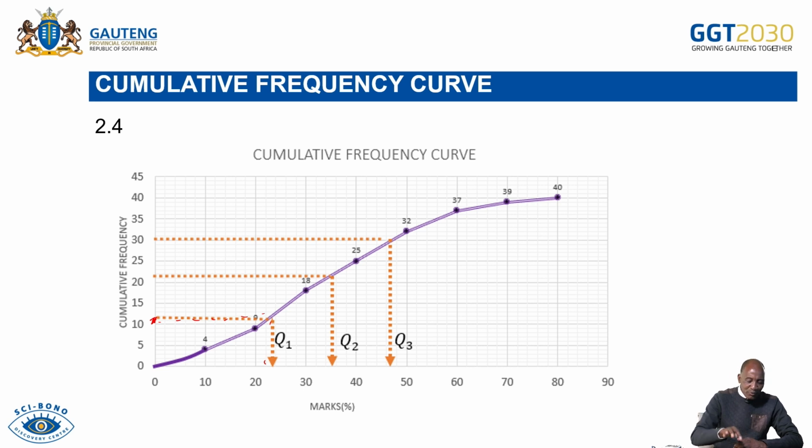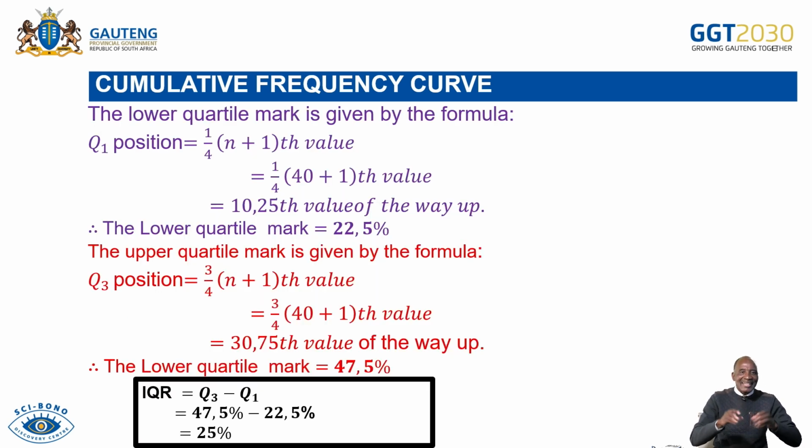Then to find the interquartile range, the interquartile range is Q3 minus Q1, which in this case is 47.5 minus 22.5 if you read on your graph. And this is actually the upper quartile. This one is upper, that's your upper quartile, not lower. The upper quartile mark is 47.5. The lower quartile mark is 22.5.